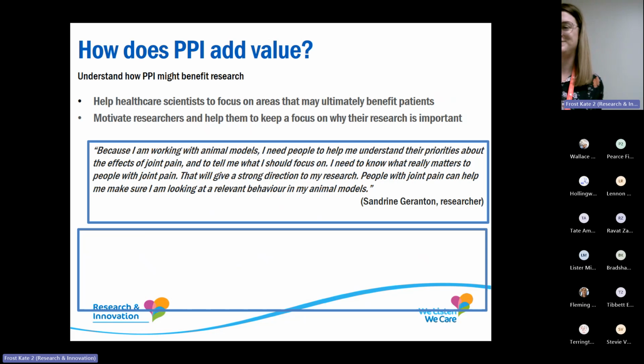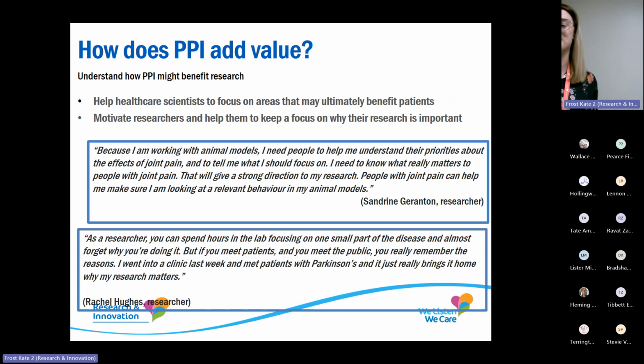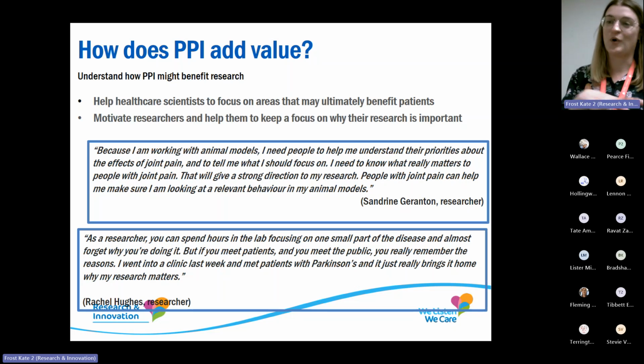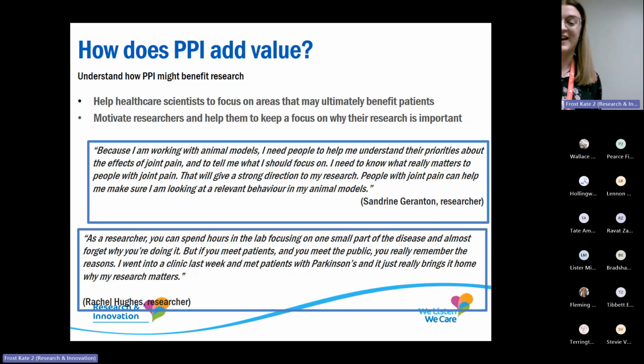Secondly, it motivates researchers to know why their research is important. I know I've come around the room in person, I've got pathology, microbiology, stem cell projects. It's about focusing on why their research is important, and why you're doing it, ultimately. So that end goal: why am I doing it, the benefit to the patients.